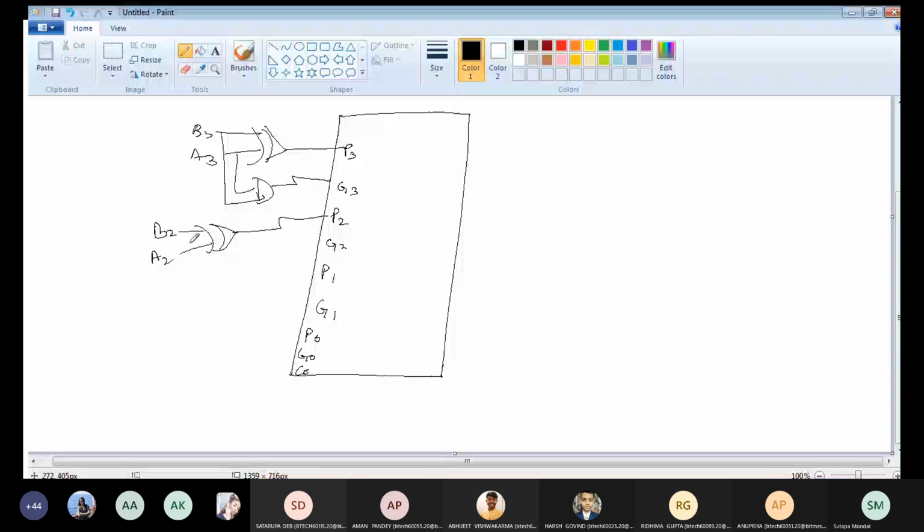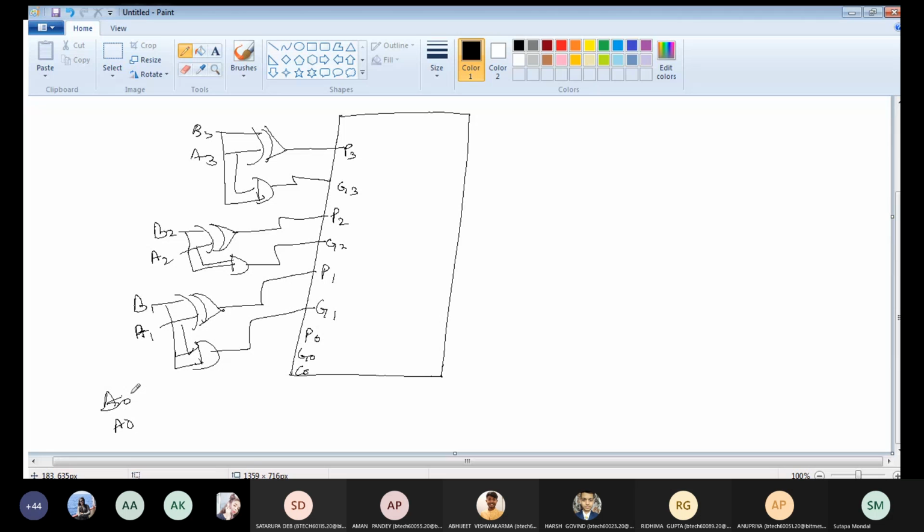Again, what is P1? That is A1 XOR B1. Make an XOR gate and put the value here, and you take an AND gate for G1. Okay. What is P0? That is B0 and A0. Make an XOR gate and take the value here. And what is G0? That is the AND gate of A0 B0. You take it here. And what is this C0? It is itself C0. That is the input part.